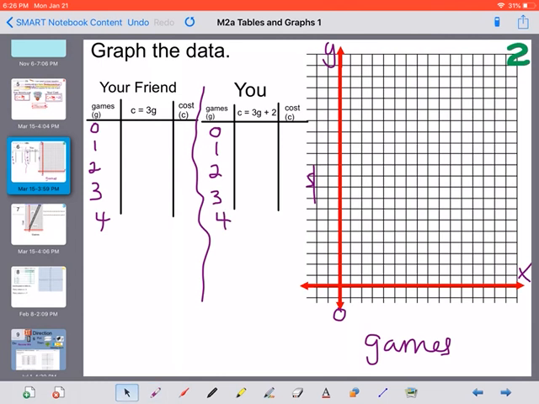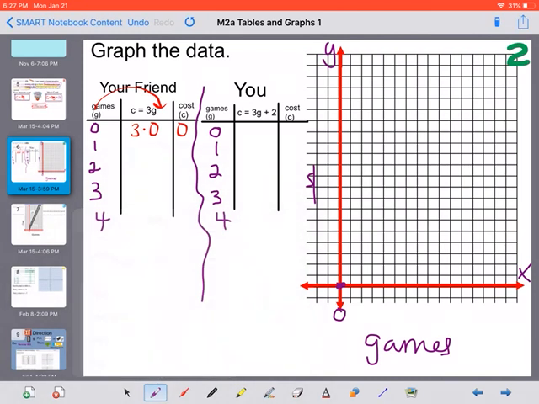5 including 0. So, in the middle column of our table, we have our equation. $3 times every game we play. So first, we're going to play 0 games, so instead of a G, we're going to use the number 0. So 3 times 0 is 0, which makes sense. If you don't bowl any games, you don't have to pay for anything. So if we bowl 0 games, it costs us $0. So that would be right there, that much money.